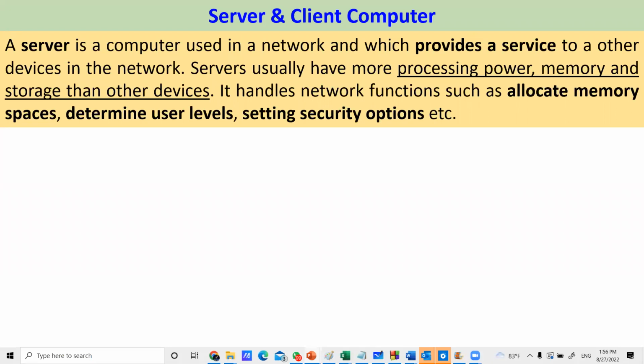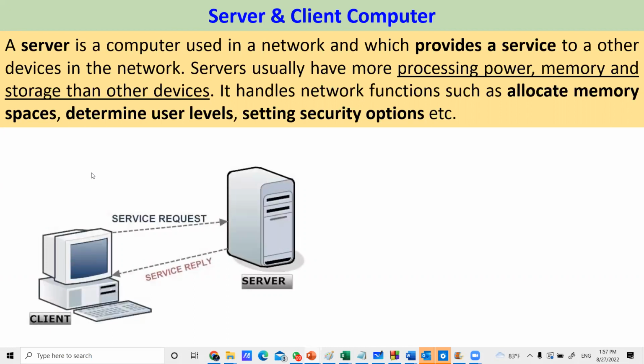Therefore, network operating servers tell users which places they can access and which places they are not allowed to access. That's the server function, called determining user level. Then setting security is another major function of servers. Setting username and password, and also other services like fingerprint setup. All of these can be handled through the computer servers.